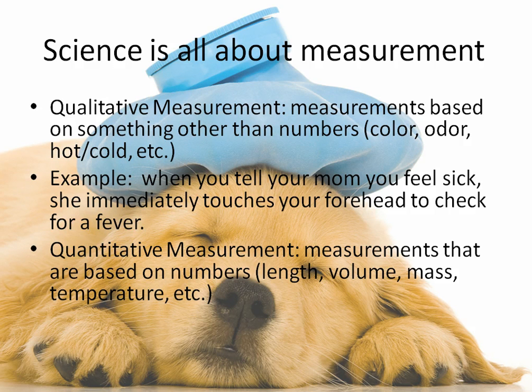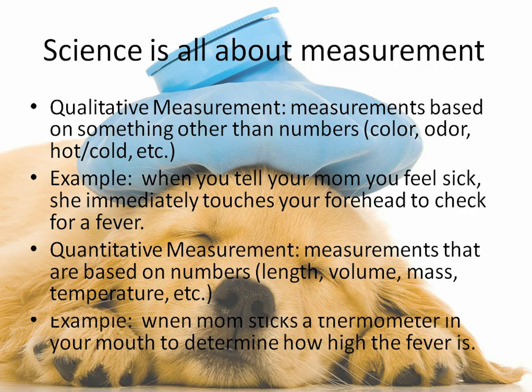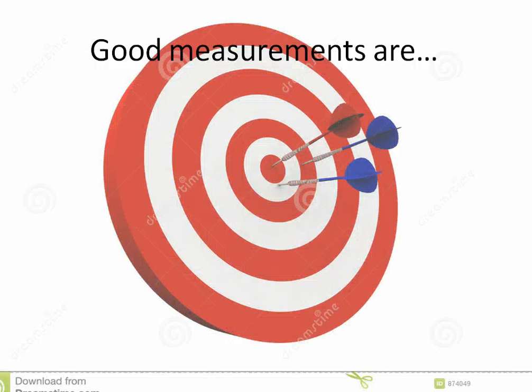Quantitative measurements are measurements that are based on numbers, things like temperature, for example. This is what happens afterward. Once you feel warm, mom grabs a thermometer, sticks that in your mouth, and says, hey, you've got a 102.6 temperature. Maybe we should get you to see a doctor. So qualitative and quantitative. Typically, you want to be good at both. You want to be able to describe it and to measure it, whatever it is you're doing.